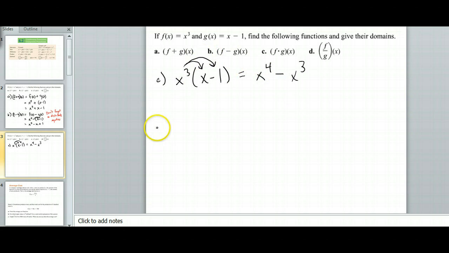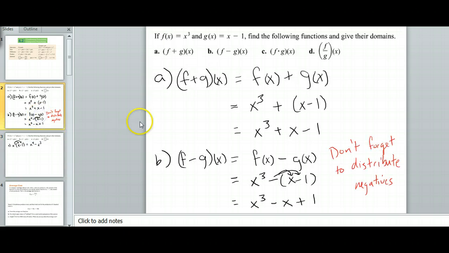Now, I've left off something from the last one, the domains. The domains are the x values that these things can be. So let me stick those in, and I'll do it on the back side as well. The domain of this function, what can x be here? Okay, the domain of this function is all real numbers. We can cube any number. The domain of this is all real numbers. We can subtract 1 from any number.